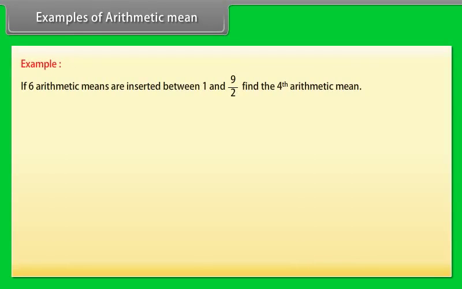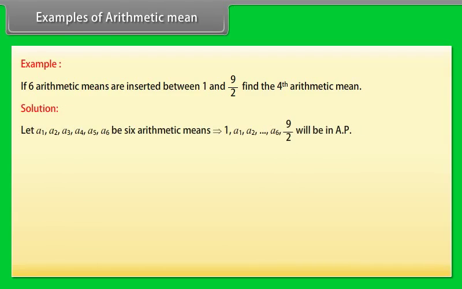Examples of arithmetic mean. If 6 arithmetic means are inserted between 1 and 9 by 2, find the 4th arithmetic mean. Solution: let A1, A2, A3, A4, A5, A6 be 6 arithmetic means. It implies 1, A1, A2 up to A6, 9 by 2 will be in arithmetic progression.